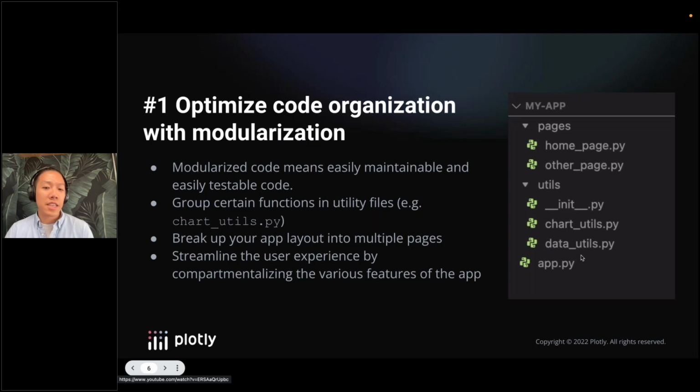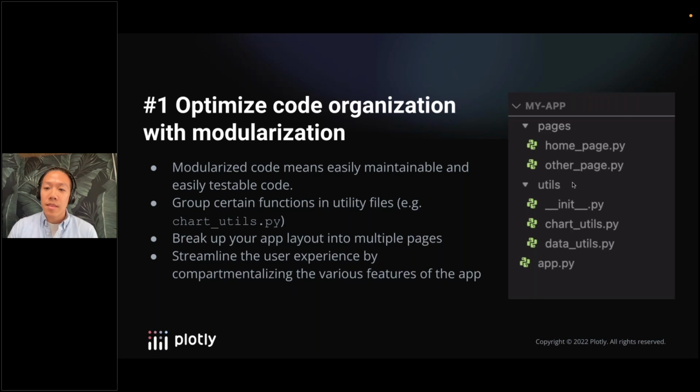My very first tip is on code modularization and how it can help you write easily maintainable and easily testable code. So one common practice we use on the services team is creating utility files for our Dash apps. Instead of crowding our app layouts or callback functions with lines and lines of code to define and generate my charts, I would store all that chart generating code in a file called chartutils.py.